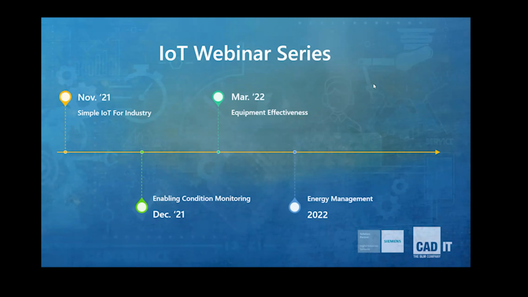Just to recap then on our series of webinars on simple IoT. This is the third one, and as I've already said, we'll explore the topic of equipment effectiveness. Some of you may have joined the previous ones where we've explored simplifying the approach to IoT and also condition monitoring. And our next one is where we will discuss energy management, and that's signposted on the slide here. We'll release the date for that as soon as we can, so please look out for it. It will be advertised through the normal channels, and of course please sign up.